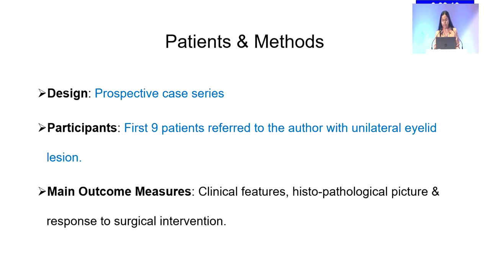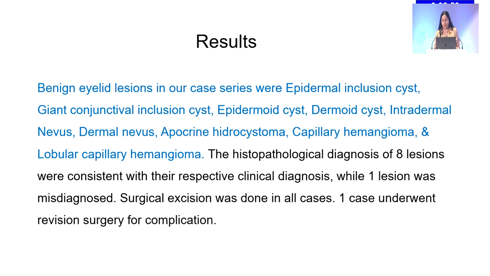The design was a prospective case series. The first 9 patients referred to the author with a unilateral eyelid lesion in the month of April 2024 were taken up. Main outcome measures I have already mentioned. Coming to the results, benign eyelid lesions in our case series were epidermal inclusion cyst, giant conjunctival inclusion cyst, epidermoid cyst, dermoid cyst, intradermal nevus, dermal nevus, apocrine hydrocystoma, capillary hemangioma, and lobular capillary hemangioma.